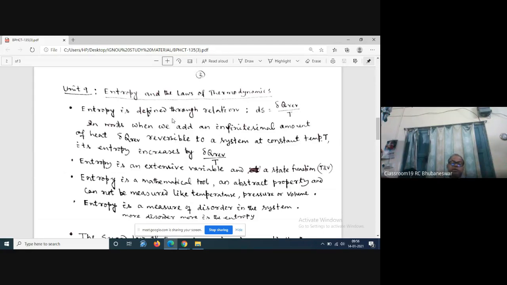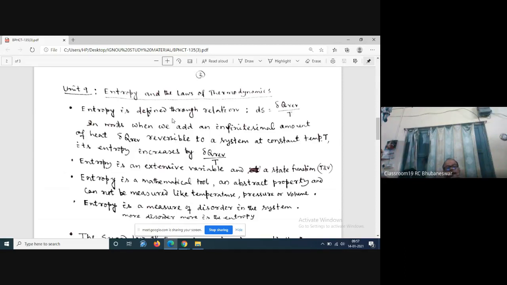We will find the expression of entropy for an ideal gas. We will see that it depends upon the initial and final temperatures, initial and final volumes or pressures. So that is a state function, because the state of a system is represented by these variables: pressure, volume, temperature, internal energy, and so on. So entropy is an extensive variable and a state function.